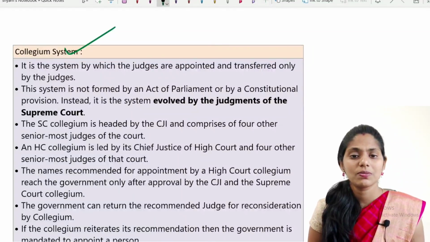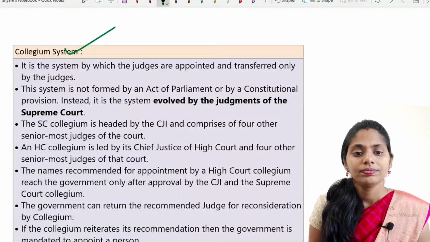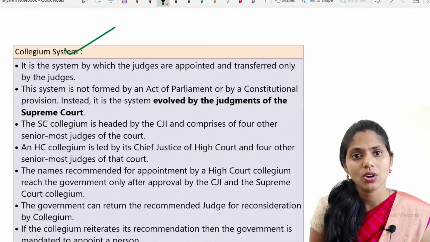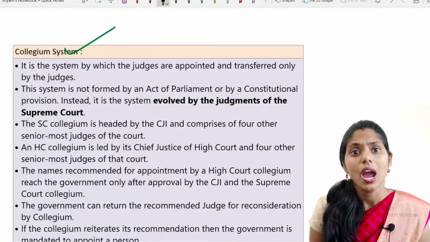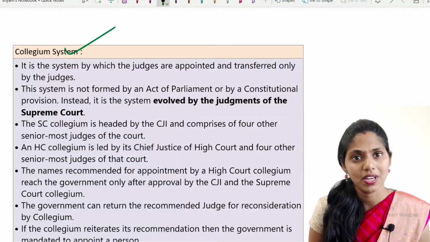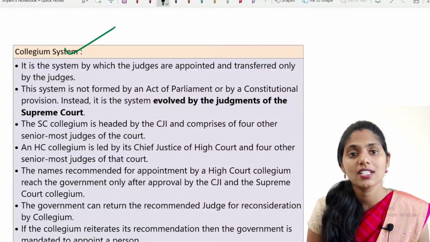Okay, so this system mainly deals with the appointment as well as transfer of judges. It was not formed by an act of Parliament or by a constitutional provision; this collegium system evolved through the judgments of the Supreme Court. So here you need to know the First Judges Case, Second Judges Case, and Third Judges Case.